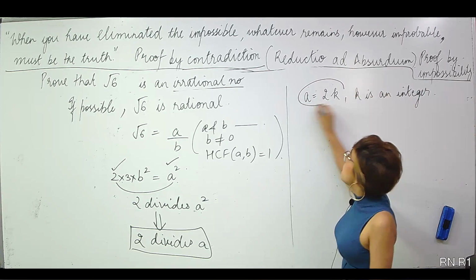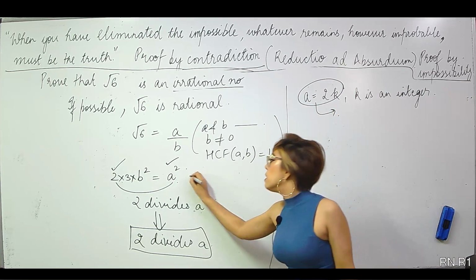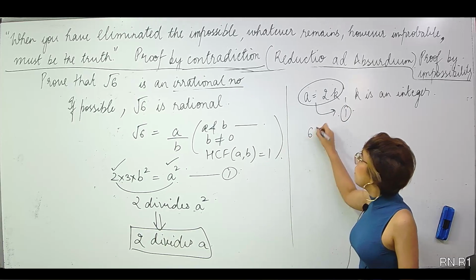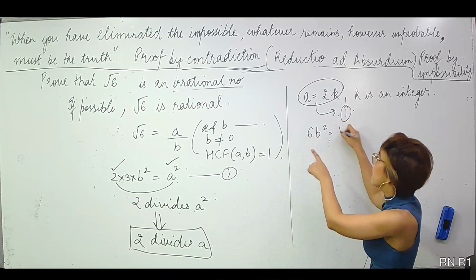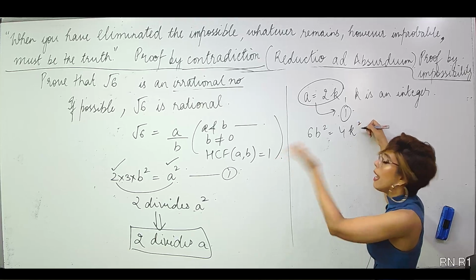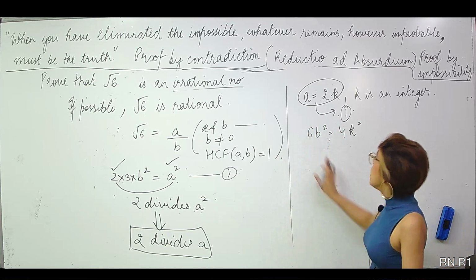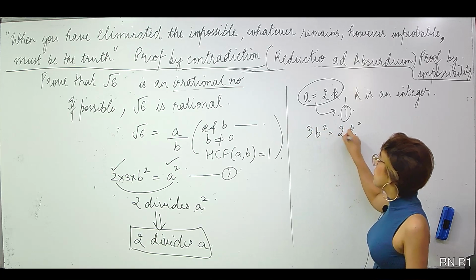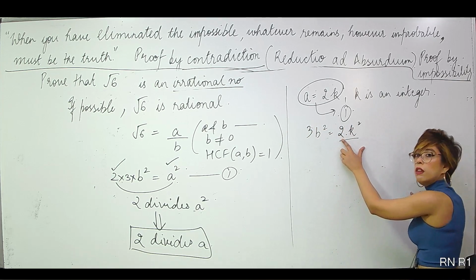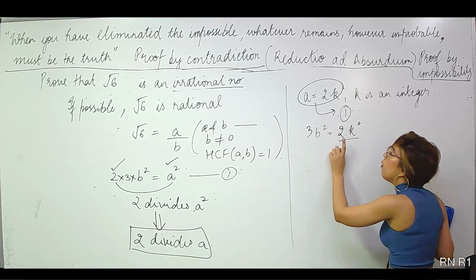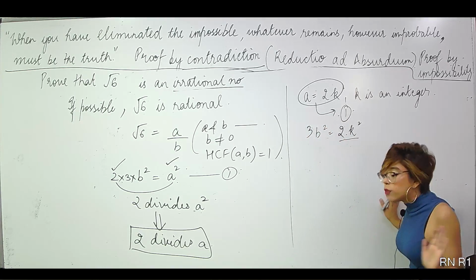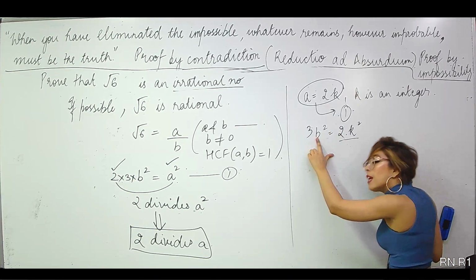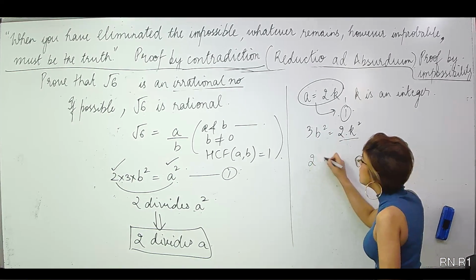Right? What I'll do is I will substitute this in, let me call this equation 1. So equation 1, that was 6B square is equal to A square, and I can write A square as 4K square. Right? I can cancel the factor of 2. So this becomes 3B square is equal to 2K square. Again, 2 is present over here, so 2 must be present over here. Obviously 2 is not present in 3, common sense. 2 must be present in B square. 2 is present in the prime factorization of B square. That means 2 divides B square.